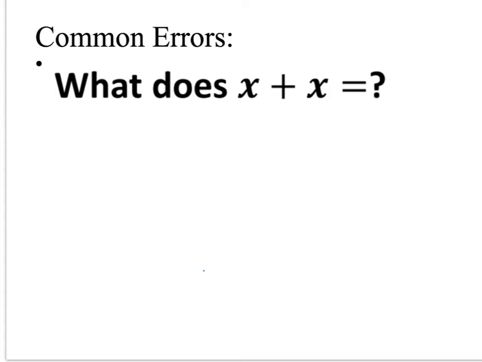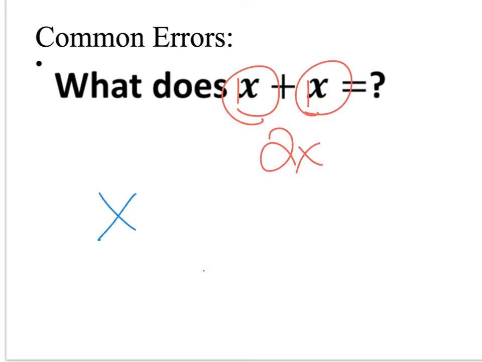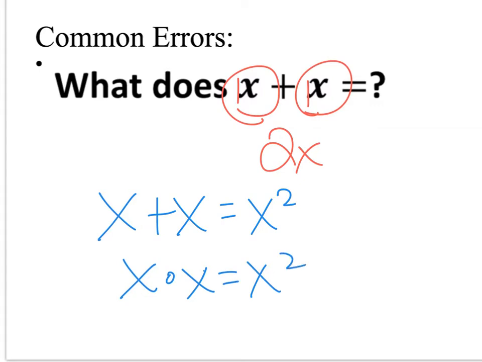Some common errors that people make when doing problems like this. First one is, what does x plus x equal? And so x plus x, if you have an x and you have an x, remember that's one x and one x, you have two x's. The mistake that people will commonly make is they'll say that x plus x is equal to x squared. That's not true. That's what x times x equals. Okay, so don't get mixed up with your adding and your multiplying.